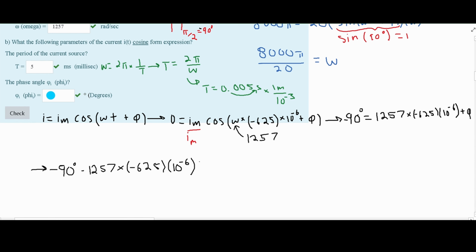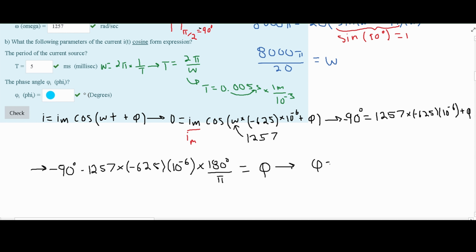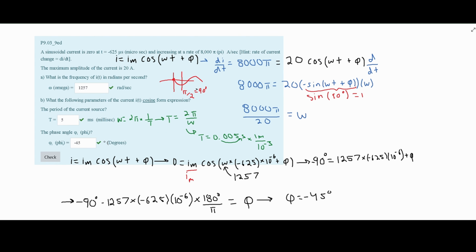To do this, we are going to multiply the top by 180 degrees and divide the bottom by pi. This will get rid of the radians, leaving us with degrees. And this will be our phase angle once we solve for it in a calculator. In doing this, we are going to get that our phase angle is equal to approximately negative 45 degrees. And that is how you would go about solving this problem.